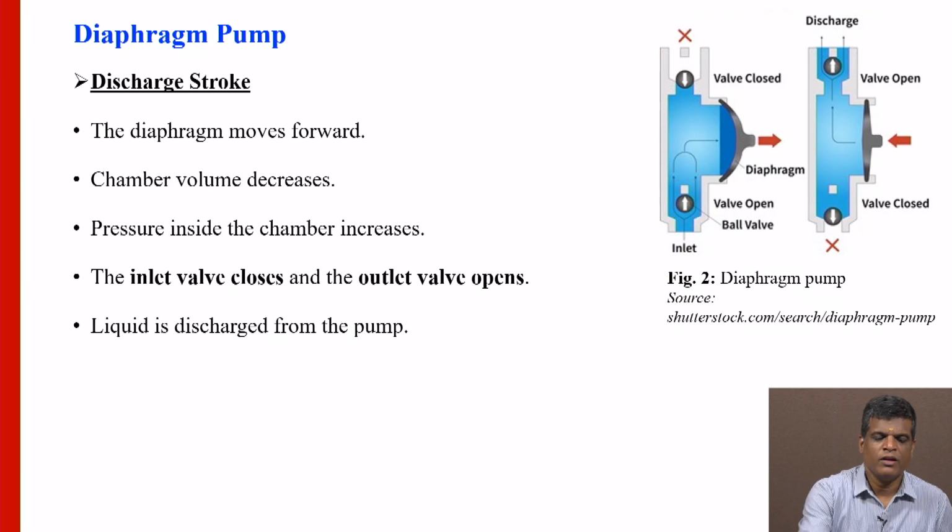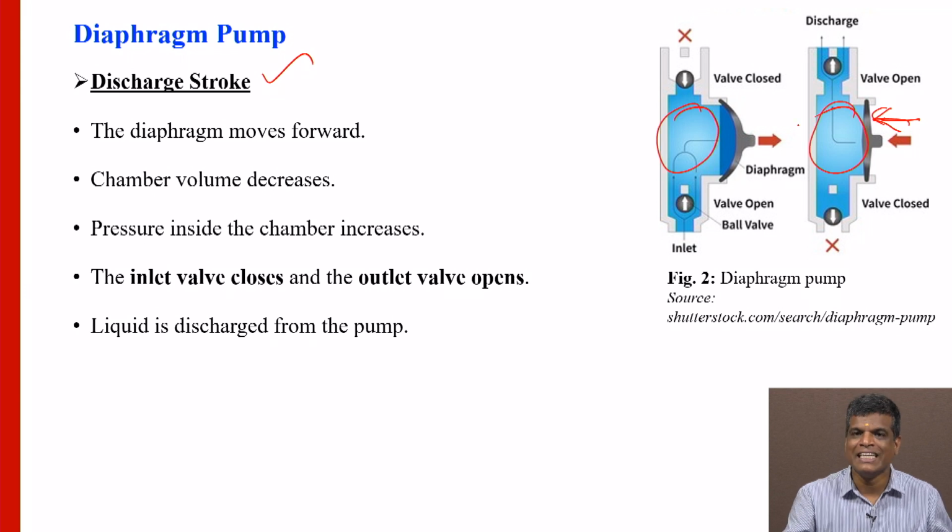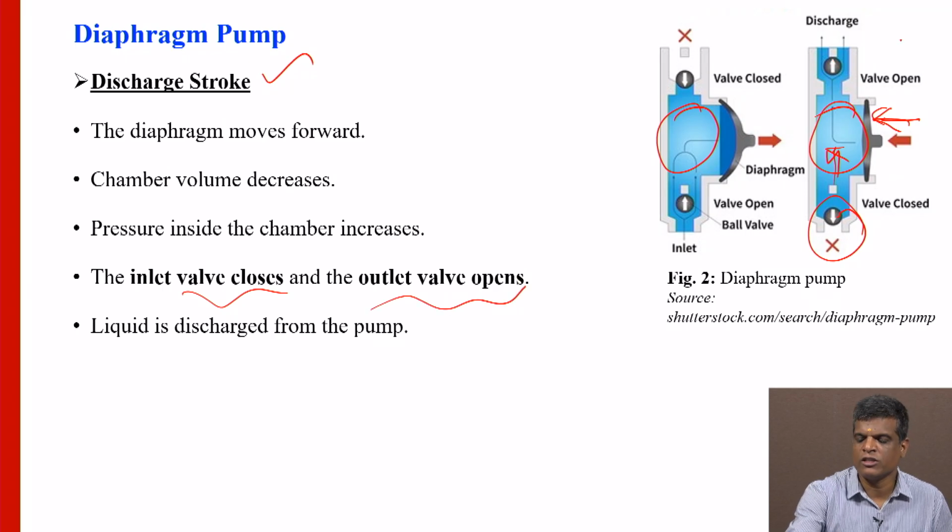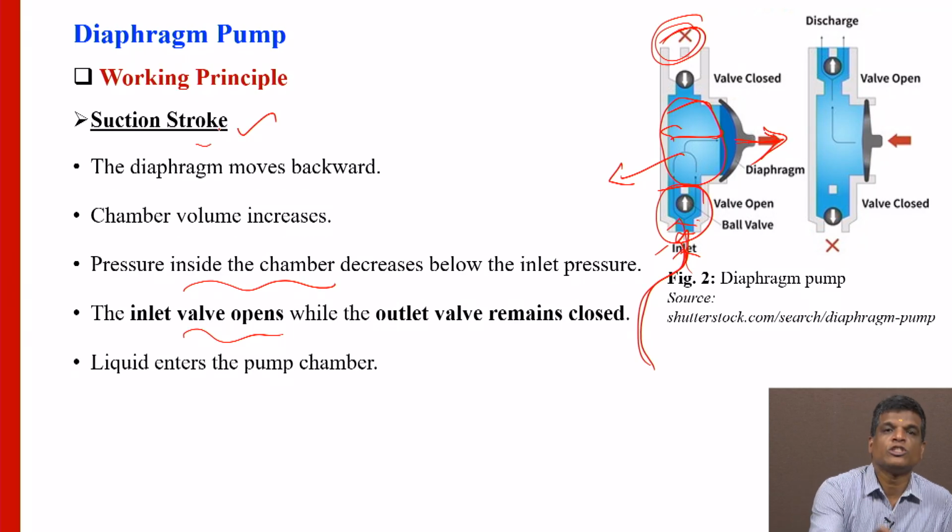The second one is the discharge stroke. The diaphragm moves forward again here. Once it moves, automatically the volume decreases. See, here the volume increases and here the volume decreases. Once the volume decreases, the pressure inside the chamber increases. Once it increases, automatically the inlet valve closes, then the outlet valve opens here. Then the liquid is discharged from the pump. This is the way the diaphragm pump works. The two modes are the discharge stroke and the suction stroke. Two modes are working here.